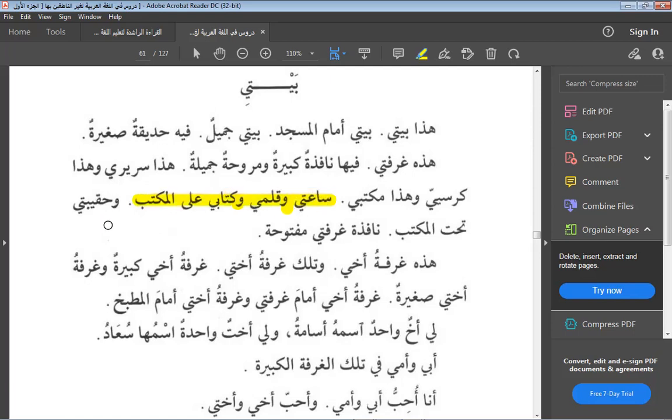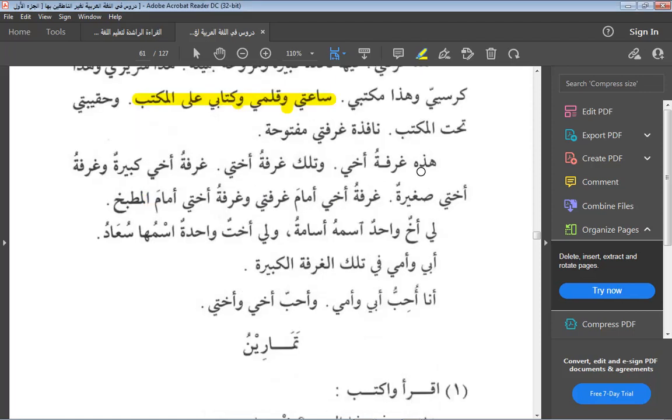Wahaqibati. Haqiba is bag. Wahaqibati, my bag. Tahta, you see the tahta, amama, wara'a, khalfa. They all come with fatha like that, as adverbs of place. Okay. Tahta al-maktabi, my bag is under the table. Nafidatu ghurfati maftuha. The window of my room is opened.